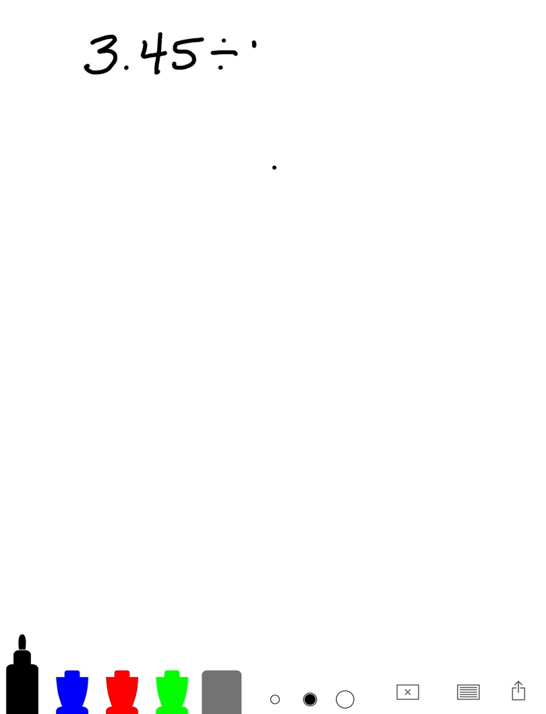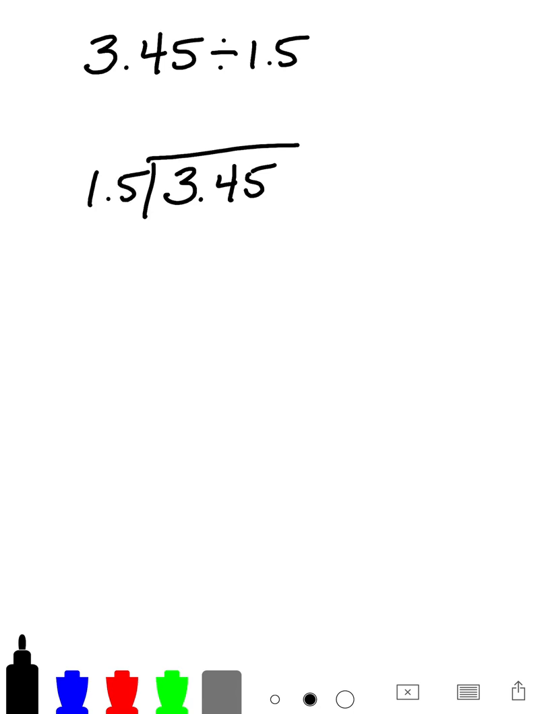3.45 divided by 1.5, okay? And they have not written it the way that I want to solve my problem, okay? So I'm going to put my larger number inside the cage, which is 3.45, and my smaller number outside the cage, which is just 1.5, okay? We rewrote it so we can solve the problem a little bit easier, okay?